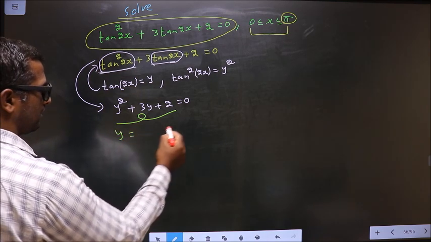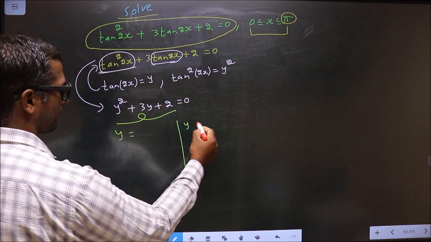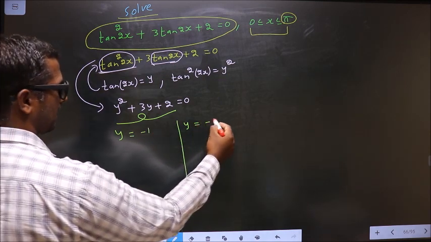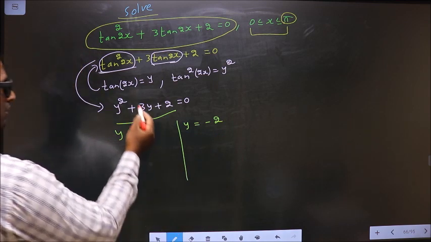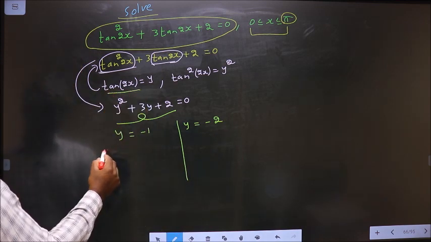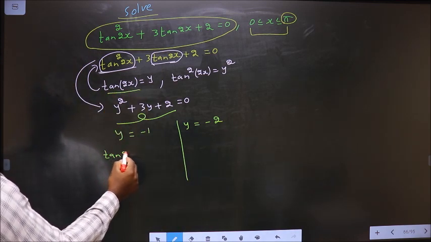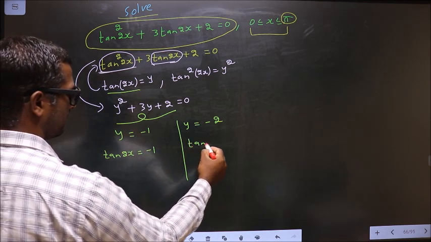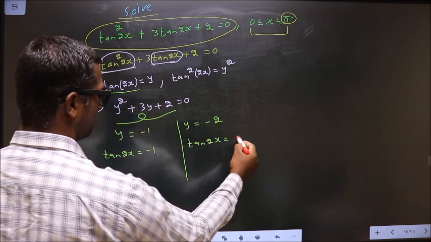Now we got a quadratic. Put this in the calculator to get the values for y. So y equal to, we get y values to be -1 and -2. Now replace y by tan 2x. So tan 2x equal to -1, tan 2x equal to -2.